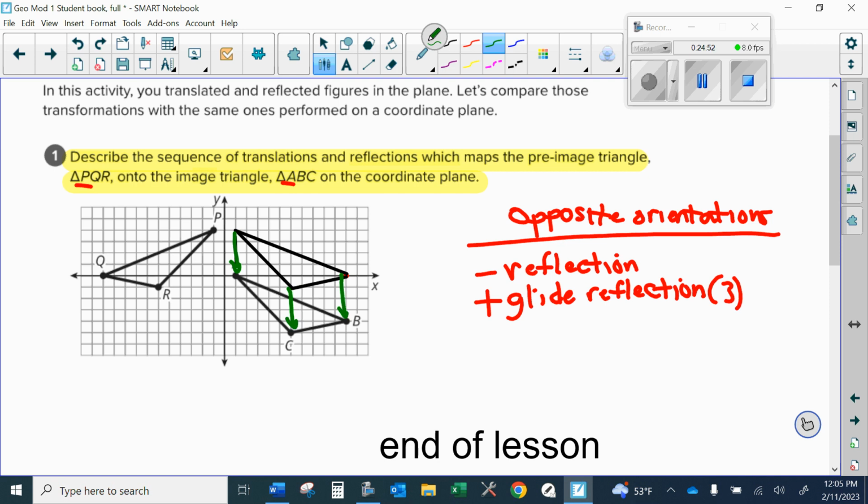So a single reflection followed by a translation. That actual word is called a glide reflection. DCAS doesn't use it because not all books teach glide reflection, but that's the technical name for it. And so on the DCAS, it'll say a combination of translations and reflections. So that was a single reflection and a translation. All right, that ends at 25 minutes.